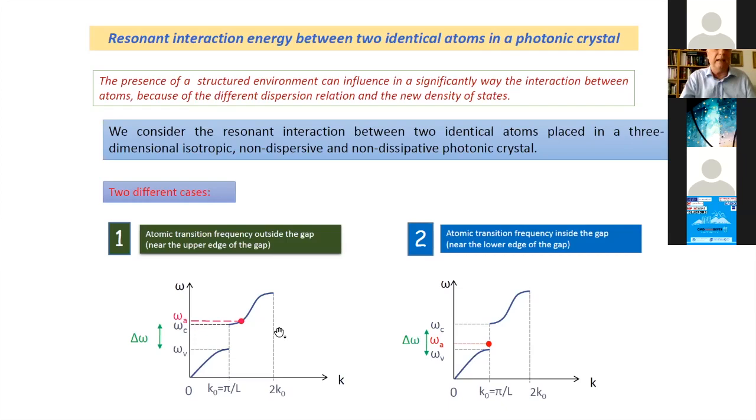In the first, and this is the figure at the left, the atomic frequency omega A is just above the upper edge of the first gap, as shown in the figure. And then we will consider the second case in which omega A is inside the gap, and this inhibits resonance processes because a frequency resonant with the atomic transition cannot propagate in the crystal, but is just above omega v. So it's inside the gap, but very close to the lower edge of the gap. And these are the two cases that we consider.